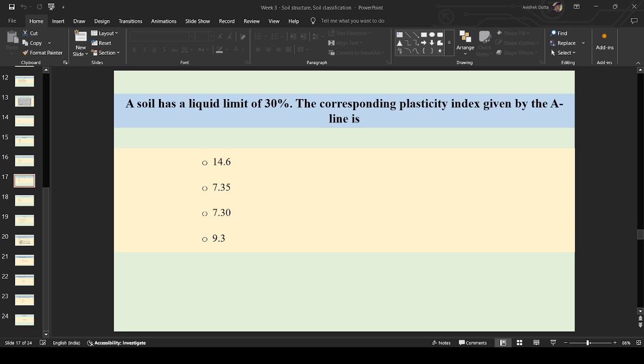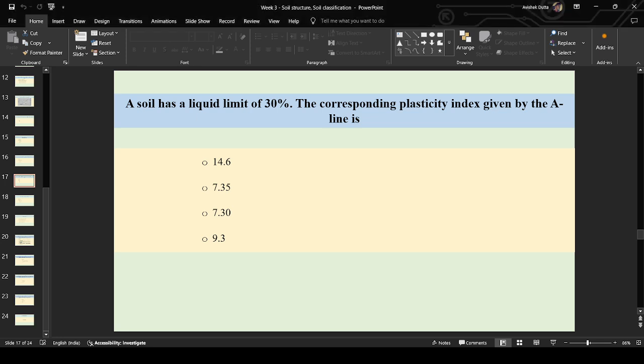Yes. A soil has a liquid limit of 30 percentage. The corresponding plasticity index given by the A line is. A soil has a liquid limit of 30 percentage. The corresponding plasticity index given by the A line is. The options are 14.6, 7.35, 7.30, or 9.3.